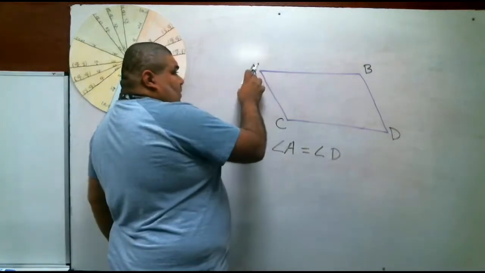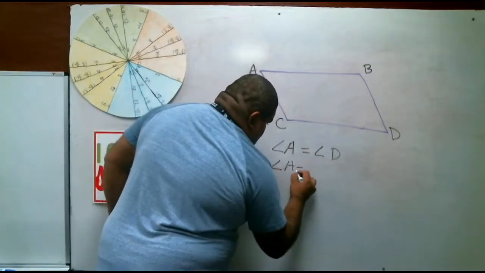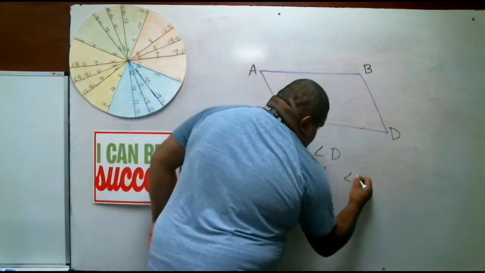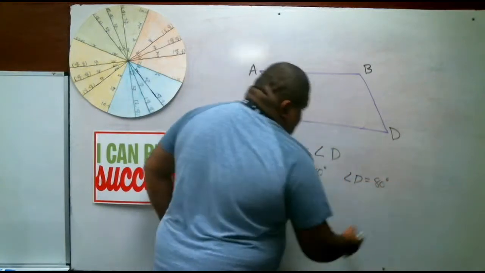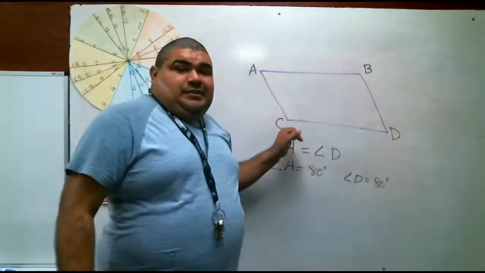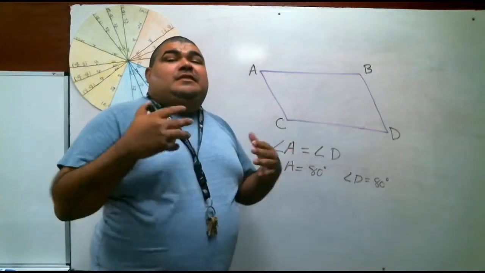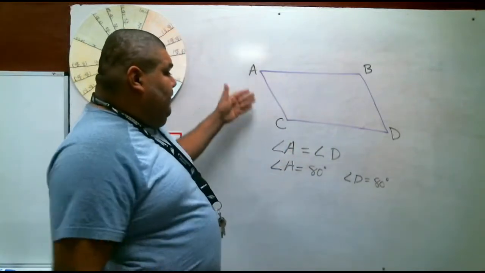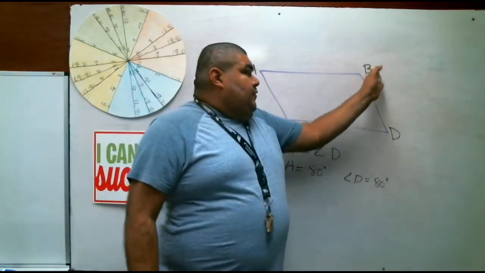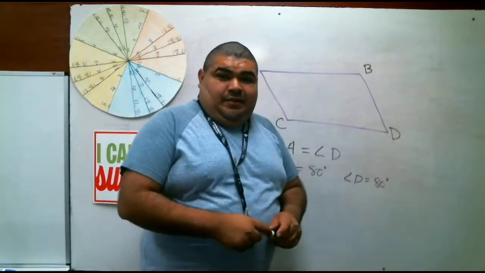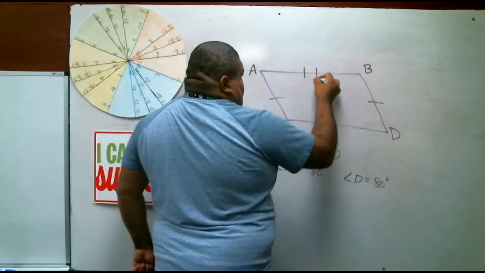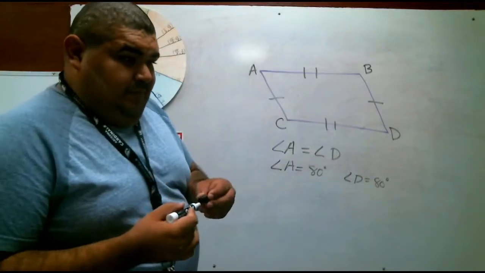They're the same measurement. So if angle A equals 80 degrees, that means that angle D also equals 80 degrees, okay? Same with C and B, they're opposites again. They're equal, the same. The same exact thing happens with the sides, okay? So if AC, the side, equals 120, then the side for BD also equals 120, okay? So this side and this side are the same. The horizontal sides are the same.